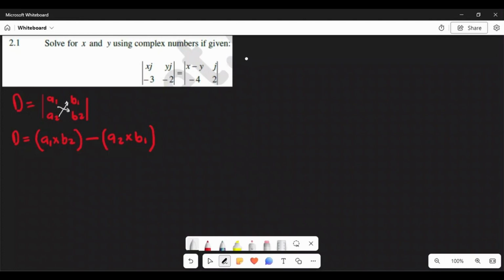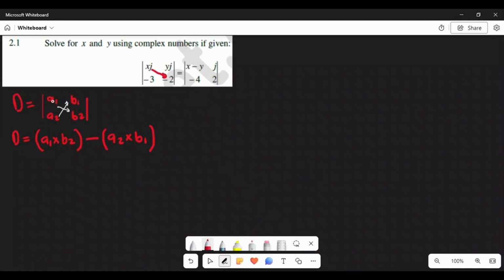So let's look at our left hand side. We have xj multiplied by -2. Guys, by the way, j represents an imaginary number. If you still remember, complex numbers are a mix of real numbers and imaginary numbers. So wherever you see a number with i or j, it basically means it's a complex number. So let's use this formula to calculate. Let me just change the color here. It's going to be xj multiplied by -2.